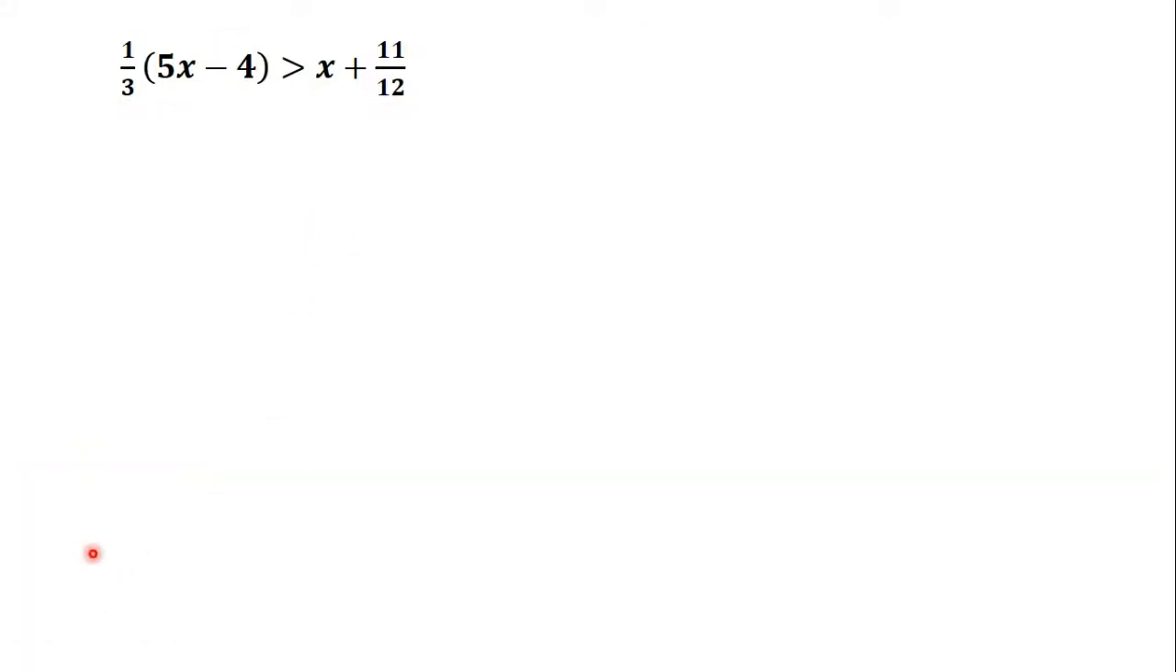So we now know that the LCM is 12. What you do is that you multiply each term, the term that you identified, by the LCM. So you multiply each term by the LCM. What this means is that we are going to multiply this whole thing here by 12. We multiply x by 12 and we multiply 11 over 12 by 12. So this is what is going to happen.